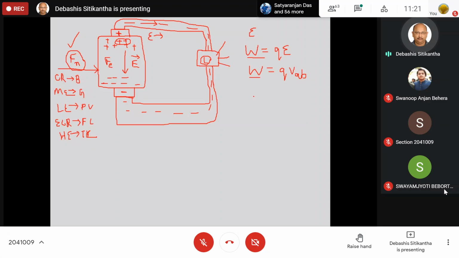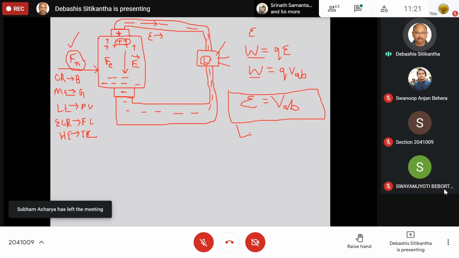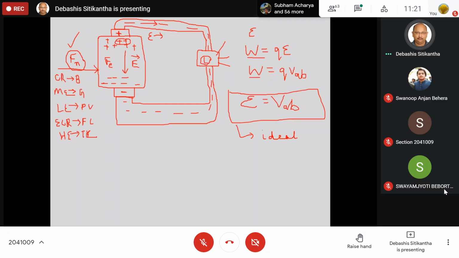If that is the case, then I can say that the EMF generated by the EMF source, that is E, must be equal to the potential difference across the EMF source. So your E is equal to VAB, that is the potential difference across the two ends of the EMF source. Now, this equation is particularly valid for your ideal EMF source. In engineering, it is next to impossible to have an ideal EMF source. Then we must actually have a practical or real EMF source.